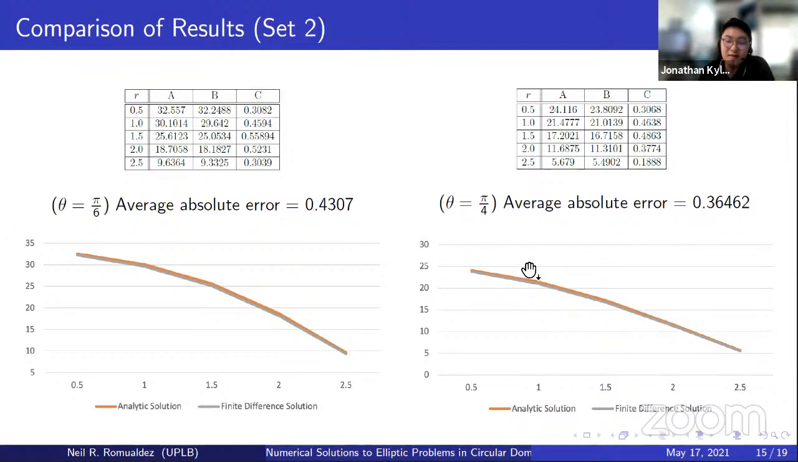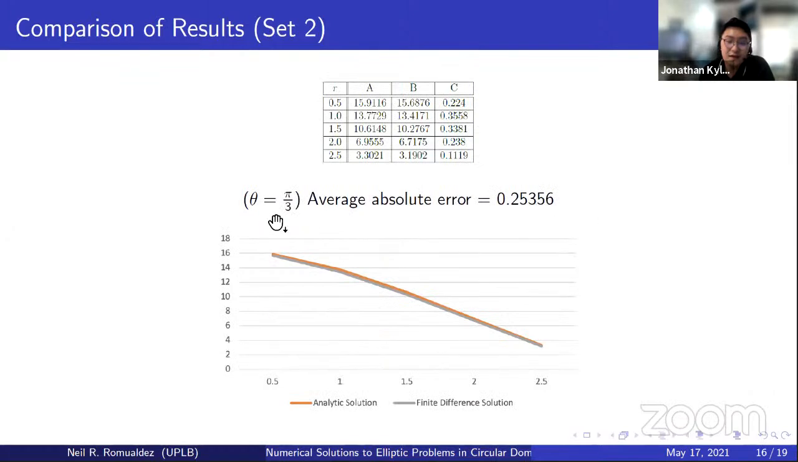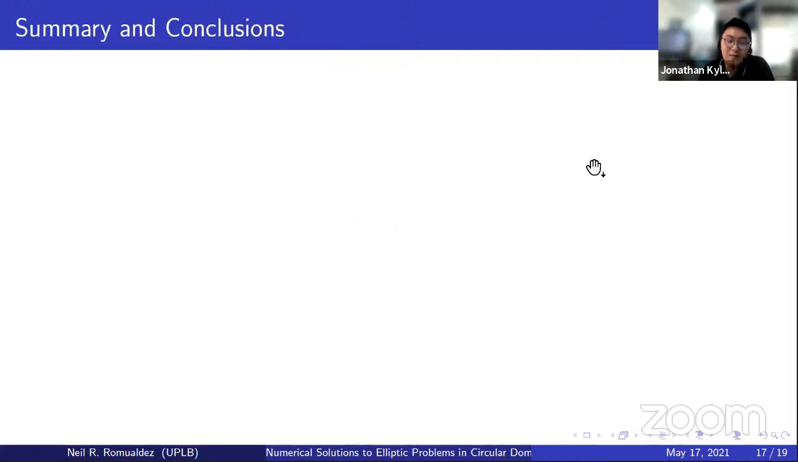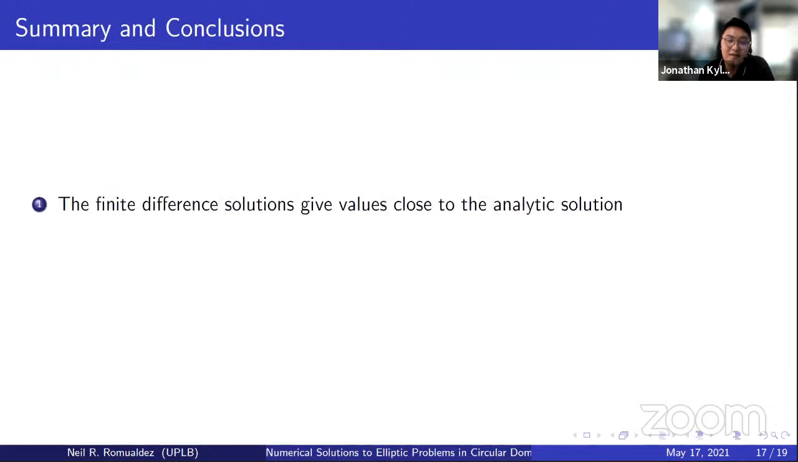In the middle you can see it more, but toward the end, his error is very small. And for the angle of pi over 3, the average absolute error is 0.25, and same behavior with the previous two graphs.